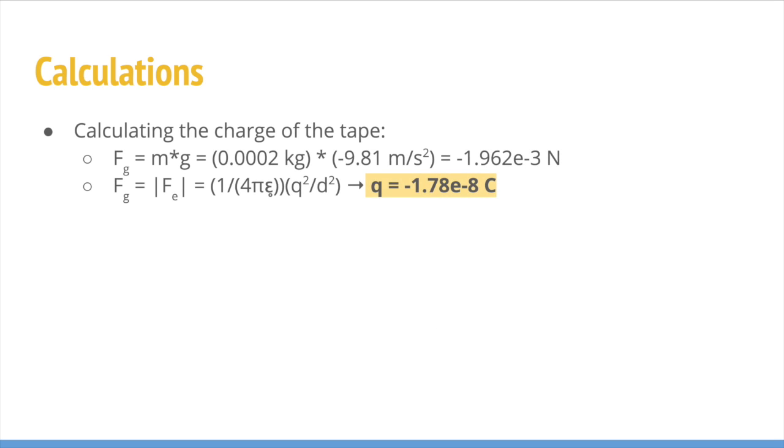The first calculation I did was finding the charge of the tape. This was done by finding the force of gravity, which is mass times gravity, and then setting it equal to the electric force and solving for the charge. This gave me a charge of negative 1.78 times 10 to the negative 8 coulombs.